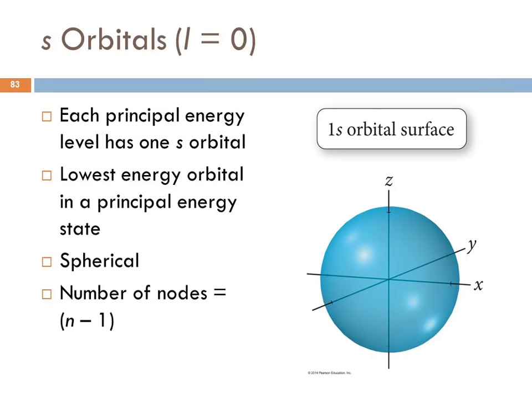So each principal energy level has one s orbital. It's the lowest energy orbital in a given principal energy state. It's going to be spherical, and the number of nodes is going to be equal to n minus 1. So the 1s orbital, where n equals 1, has 0 nodes. And the 2s has 1 node, and the 3s has 2 nodes, etc.